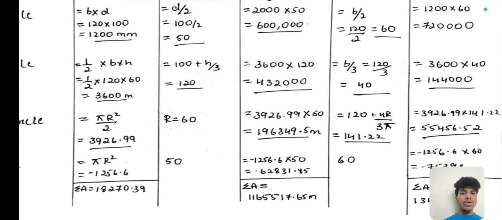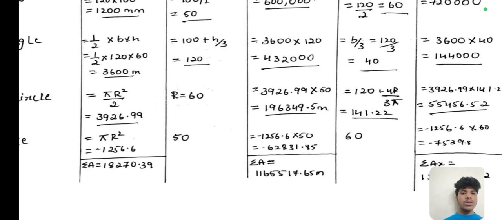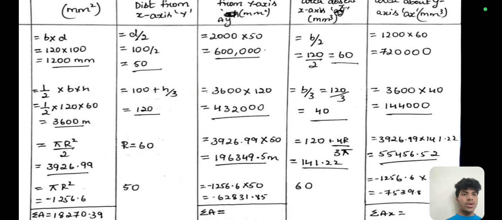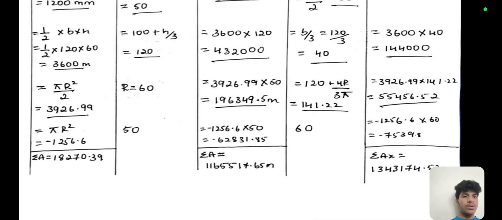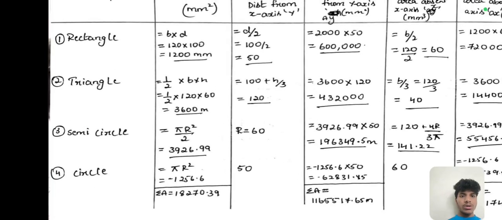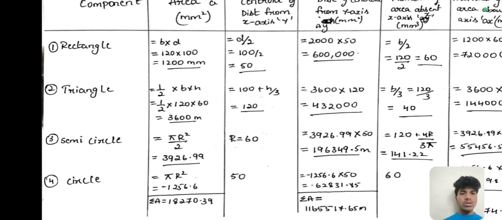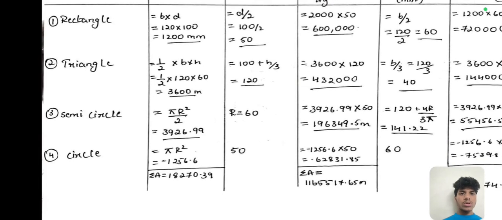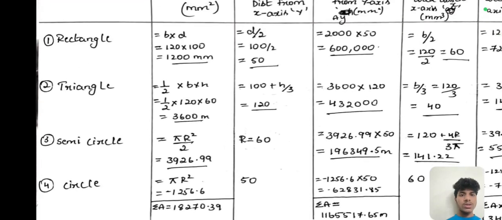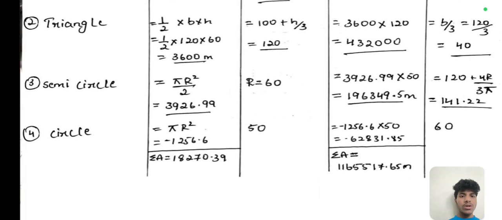So we have to take area A, that is minus 1256.6, and the x bar is 60. We have to multiply it, so we'll get minus 75,398. So here, after doing the total sum of the areas, we'll get summation A.